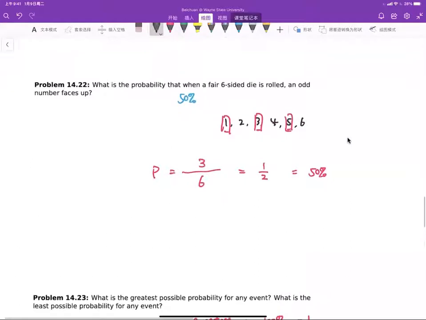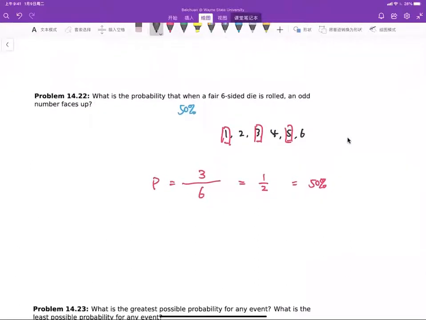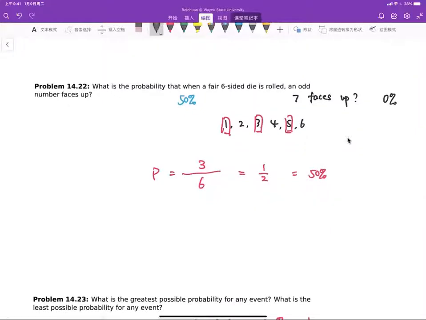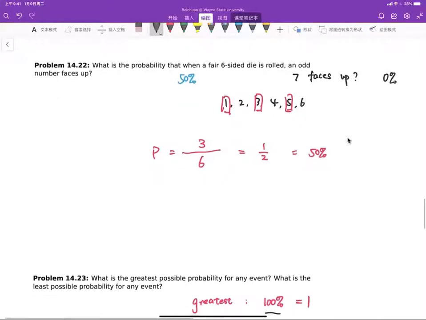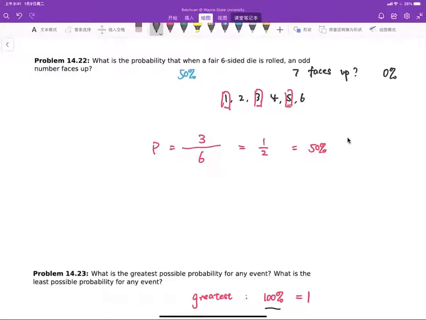For example, in the problem 14.22, what if the problem asks, what is the probability a 7 faces up? What is that? 0, because it's not possible for a 6-sided die to have 7. Good. So in this case, the probability will be 0. Even though it doesn't make sense to ask that, because 7 is not a number on the die, it is an event. Can a 7 face up, or can 8 face up, or can 9 face up? 8 facing up is an event, so that's why we can consider their probability.